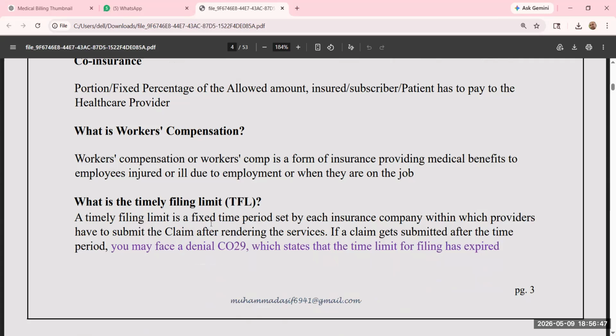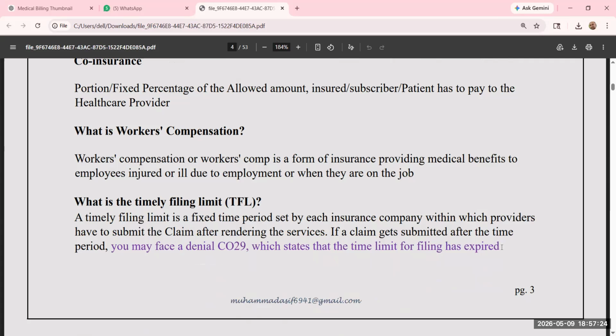Timely filing limit is a fixed time period set by each insurance company within which the provider has to submit the claim after rendering the services. If the claim is submitted after the time period, you may face initial denials, such as denial CO 29, which states that the time limit for filing has expired. For example, Medicare generally has a TLF of 12 months. Some private or commercial insurances have 6 months or 90 days. So it depends upon the insurance.